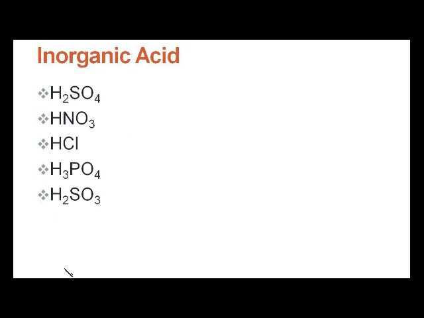Now, examples of inorganic acid. Inorganic acids are mostly synthesized in industry. They are not commonly found in living things, though we have a few examples like hydrochloric acid that is secreted in the gastric juice, but inorganic acids are mostly synthesized in large quantities by industries. Examples of inorganic acid: the first one is hydrogen tetraoxosulfate 6 acid, we have hydrogen trioxonitrate 5, we have hydrochloric acid, we have hydrogen tetraoxophosphate 5, we also have hydrogen trioxosulfate 4 acid.